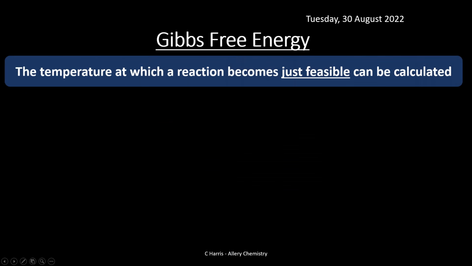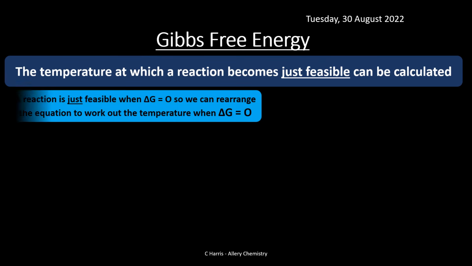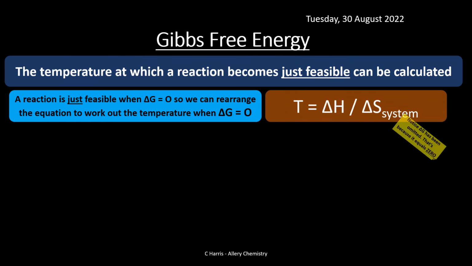Okay, so let's add the qualitative element to this. Let's have a look at the temperature at which a reaction just becomes feasible. We can calculate this, so let's put some numbers to it. Some people might feel a bit more comfortable with this because we can actually work it out. A reaction is just feasible when delta G is 0. So we can rearrange an equation to work it out when delta G is 0. Remember, for a reaction to be feasible, delta G has to be negative or 0. So 0 is the point at which it just becomes feasible.